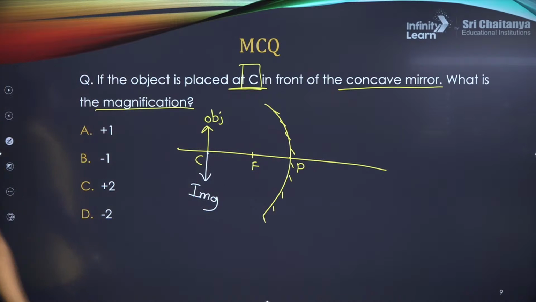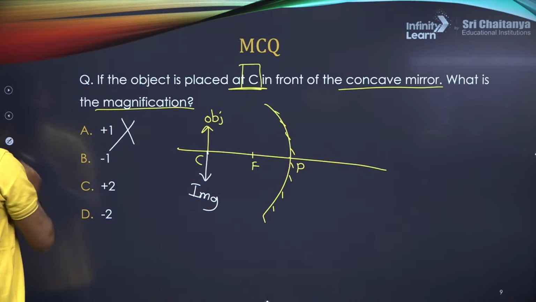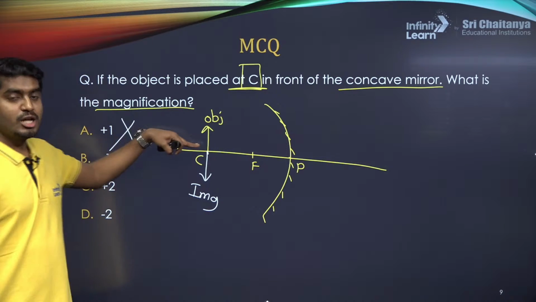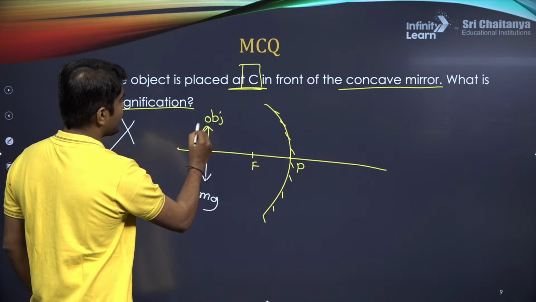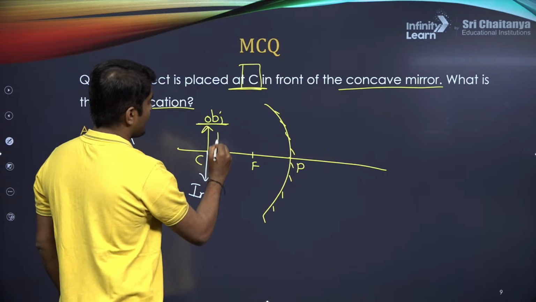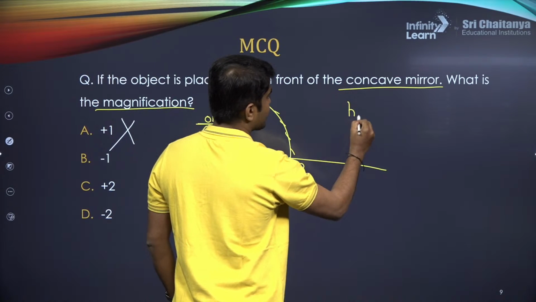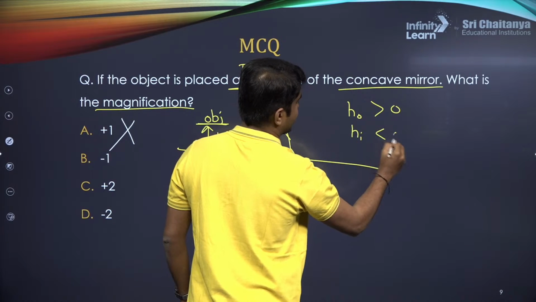Plus 1 is not correct. Tell me why it is not correct. You forgot the sign convention. What is the sign convention? There is an object, and the object is above the principal axis. So the height of the object is positive. The height of the image is negative.